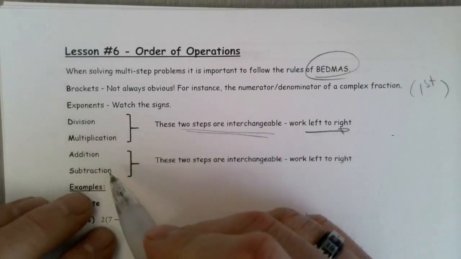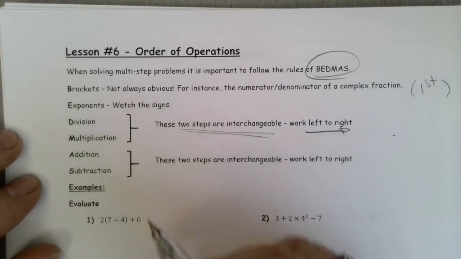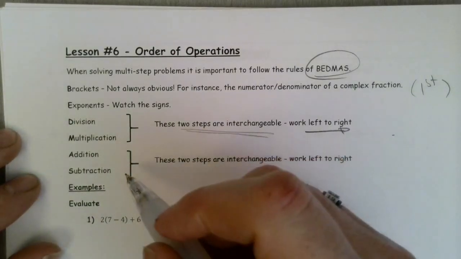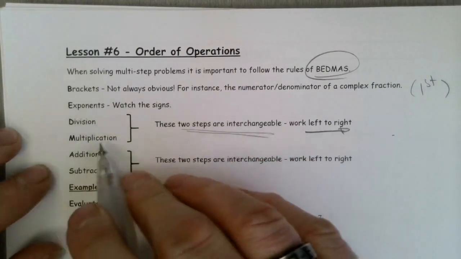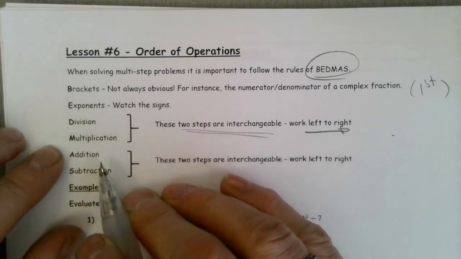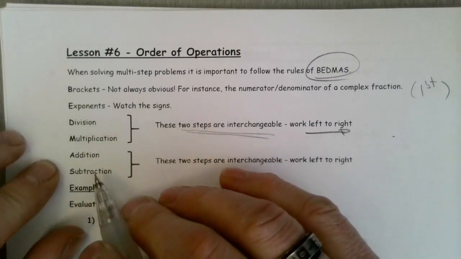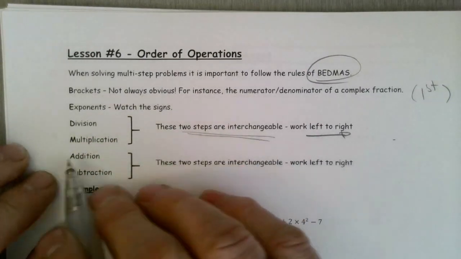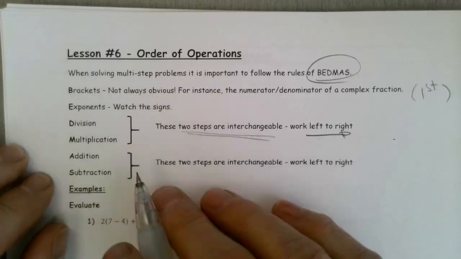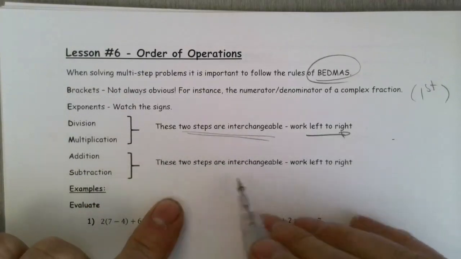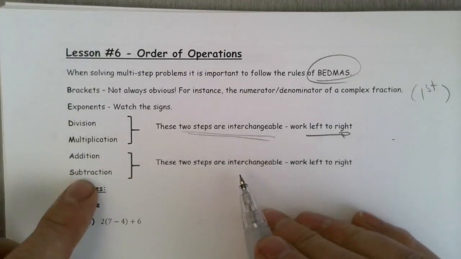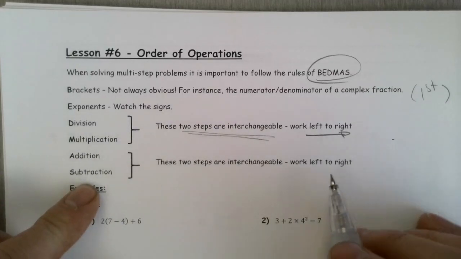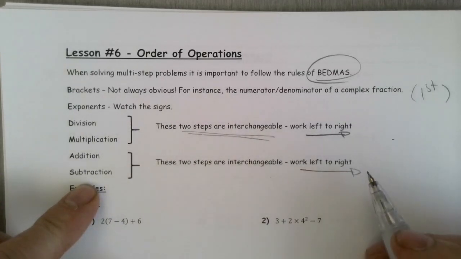Now then we get to addition and subtraction. These are kind of our more basic operations. Once we've taken advantage of the shortcut methods, the repeated addition and repeated subtraction, then we're going to look at just the addition and subtraction that's left over. Again, these are interchangeable because subtraction is like adding negatives. And again, we're going to work from left to right.